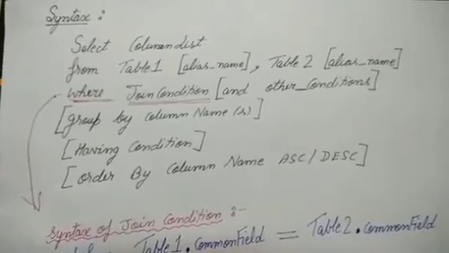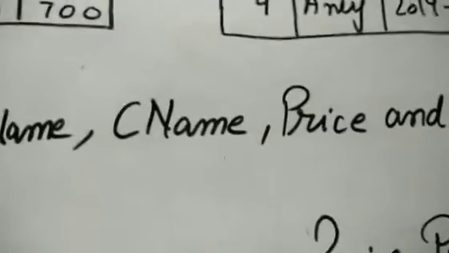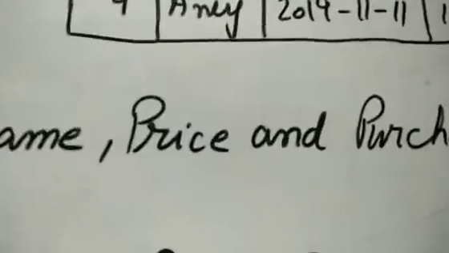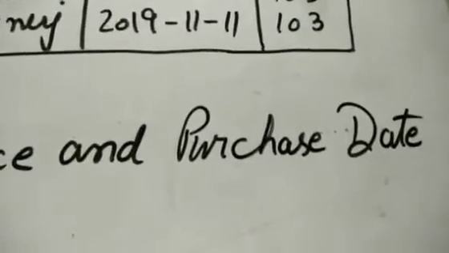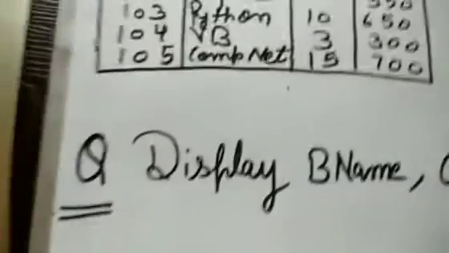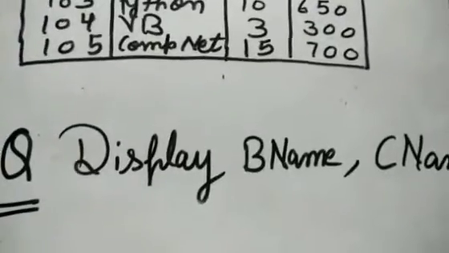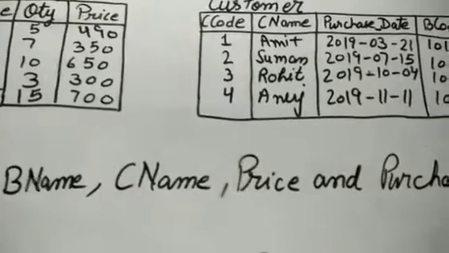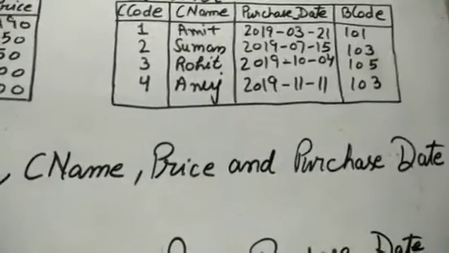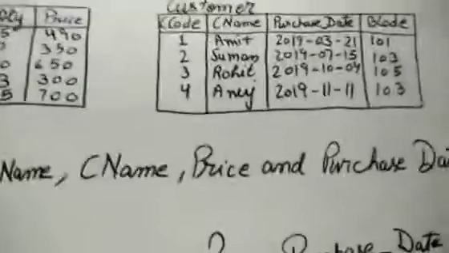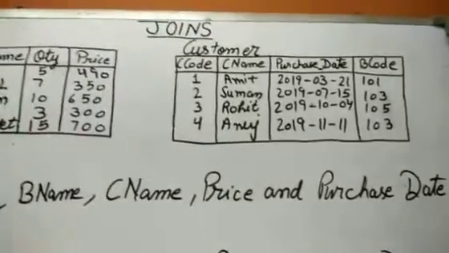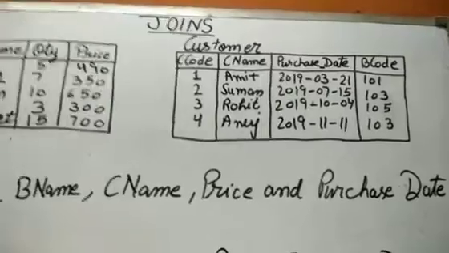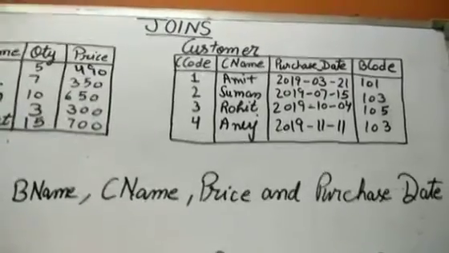Moving to the example. Now for example, the question given to you is: display book name, customer name, price and purchase date. Read the question again. Display means which command? Select command. What all we need to display? Book name, customer name, price and purchase date. So first, before solving, just go through all the columns given.